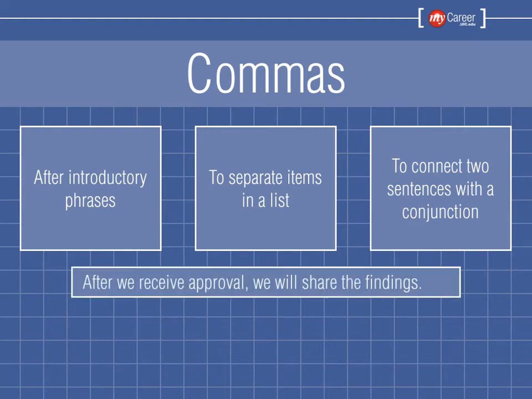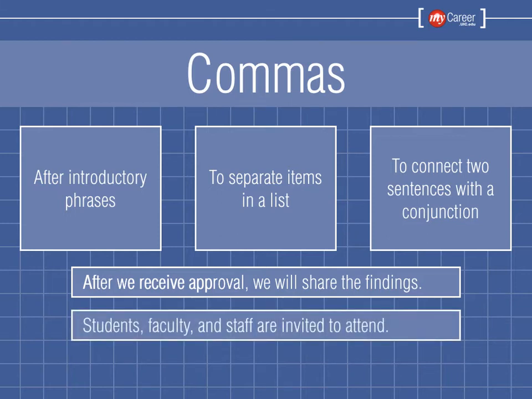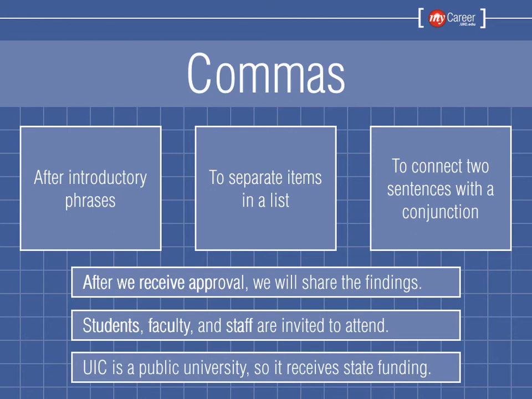In the first sentence, the comma follows the introductory phrase after we receive approval. In the second sentence, commas are used to separate the words students, faculty, and staff, which are items in a list. In the third sentence, a comma and the conjunction so are used to connect what could be two standalone sentences. UIC is a public university, and it receives state funding.